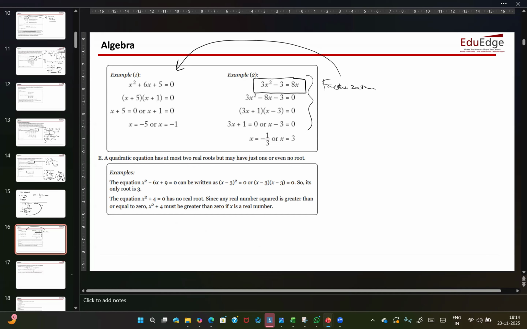Can you see what you can do here? Can you factorize this? Just 3x square minus 3 is equal to 8x. Try this. 1 sec. This one. 3x square minus 3 is equal to 8x. Sorry. So obviously bring this on the LHS.